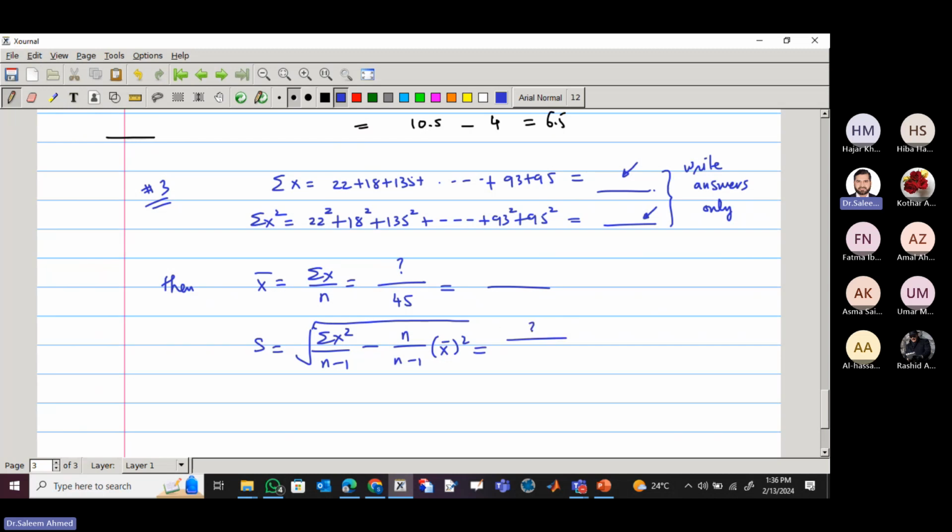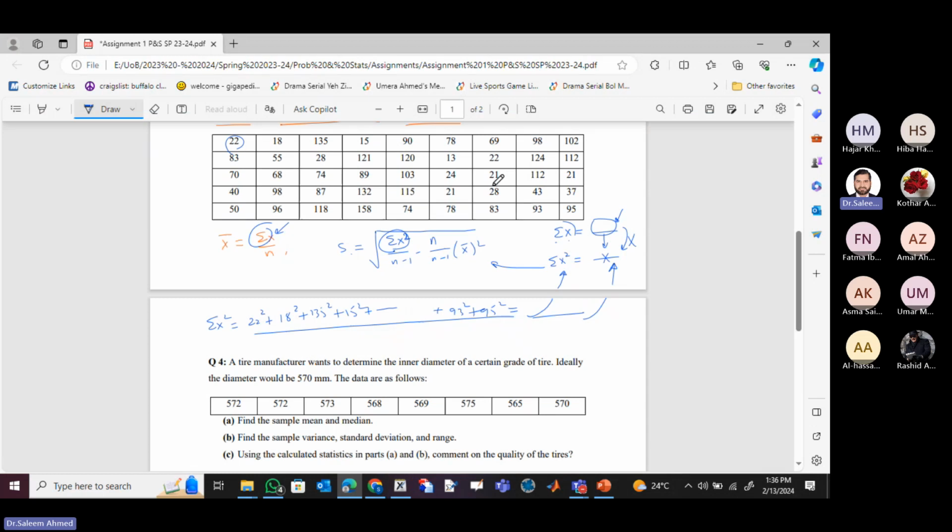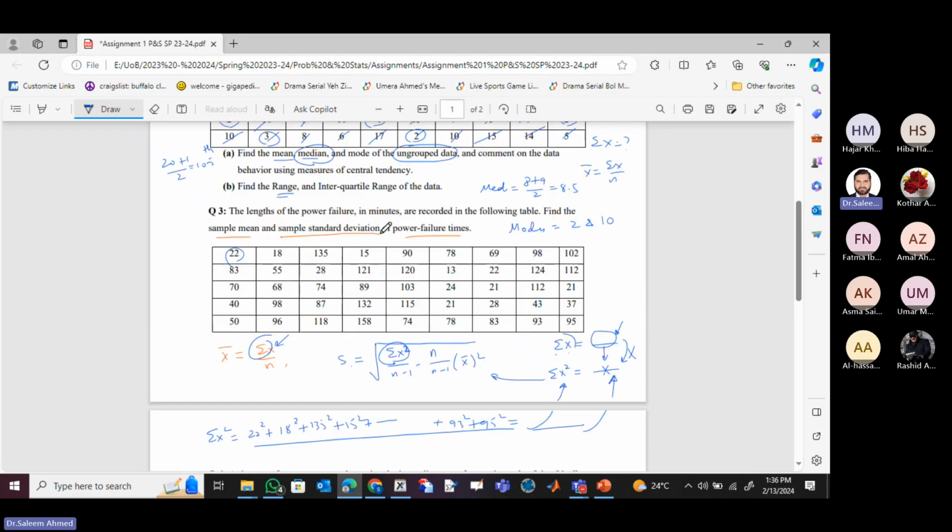So sum of x squared will come here. N minus 1 is 44, minus 45 over 44, and x bar, which you obtained here, put it here, squared. OK, so whatever you calculated, put it here. So this will give you your standard deviation. So this is easy. Yeah.